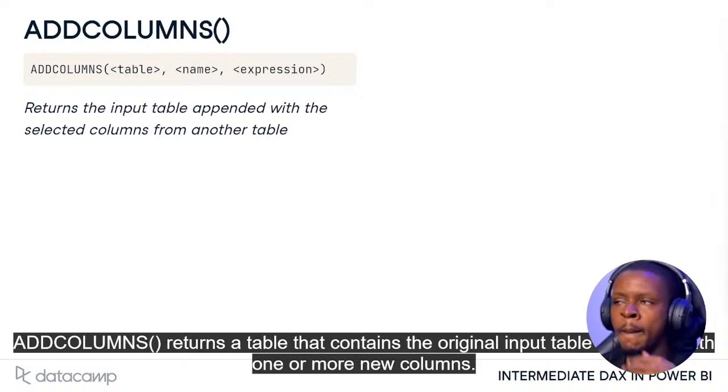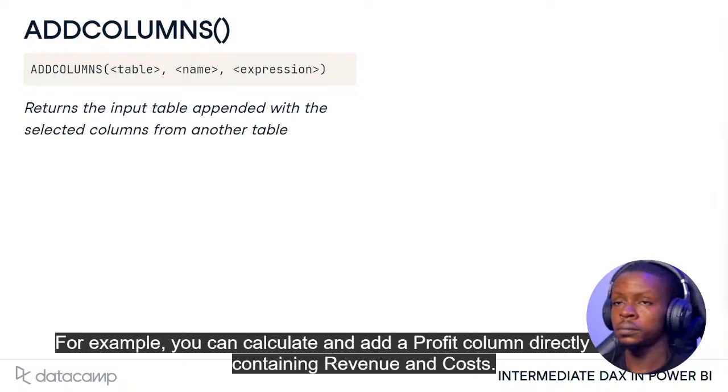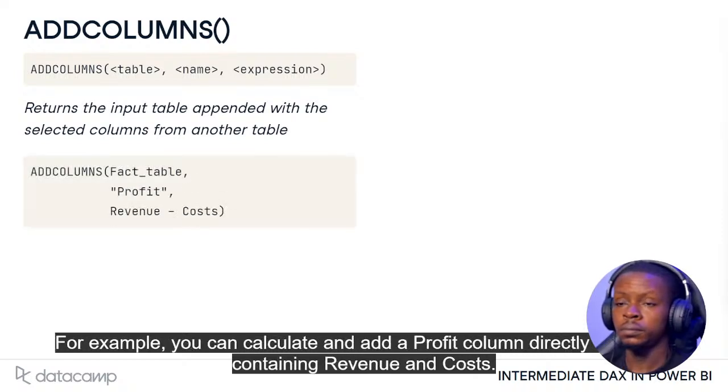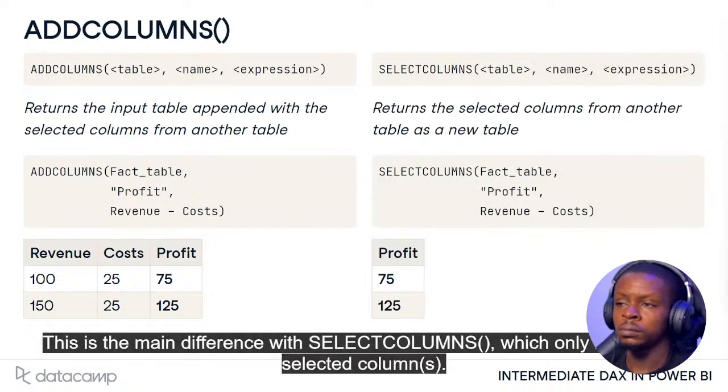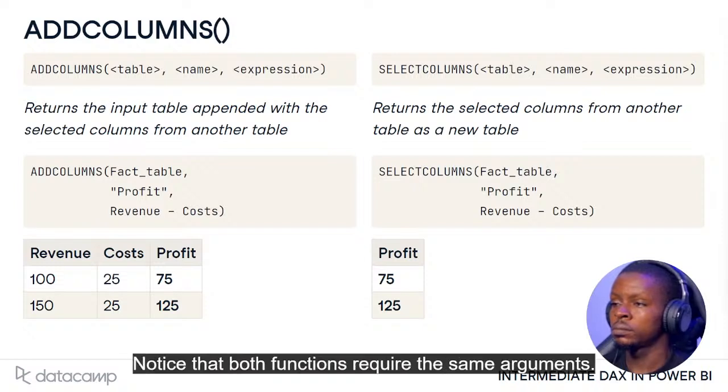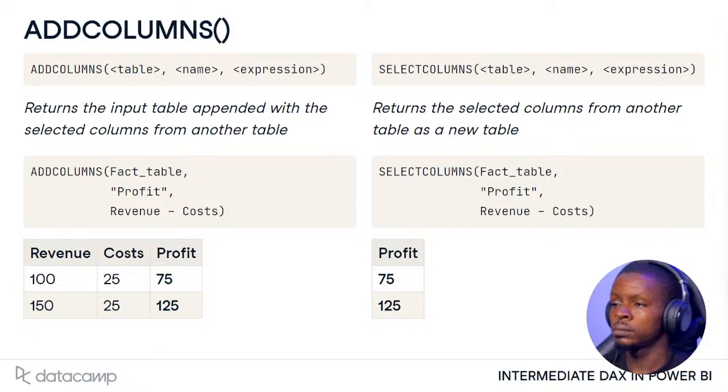Add columns returns a table that contains the original input table extended with one or more new columns. For example, you can calculate and add a profit column directly to a table containing revenue and costs. The output will contain the original table appended with the newly calculated column. This is the main difference with select columns, which only returns the selected columns. Notice that both functions require the same arguments.